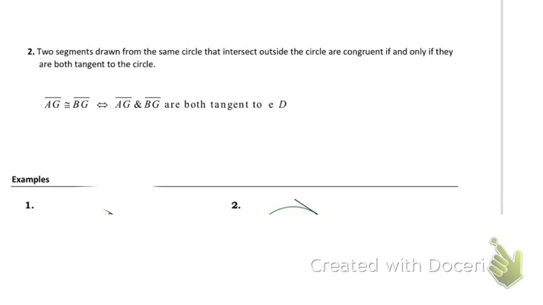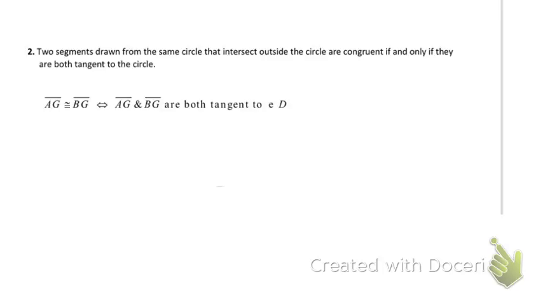I actually saved those slides. All right, I bumped it up a little bit. So this says that line AG is congruent to BG if and only if AG and BG are both perpendicular to, and that should be circle D.